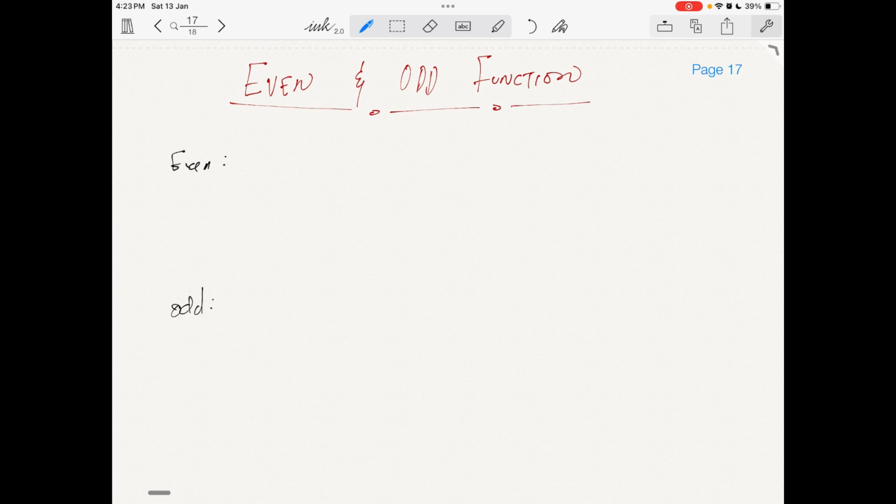Now, even functions are such that f of minus x is equal to f of x. Let's take, for instance, y is equal to x squared. We put y is equal to x squared, and instead of x, we now write minus x. So y will be minus x squared, which is equal to x squared. So we can see that f of x and f of minus x are both similar.